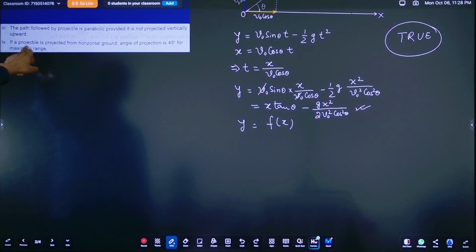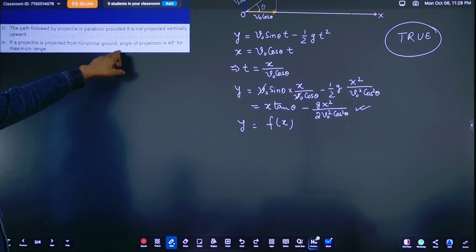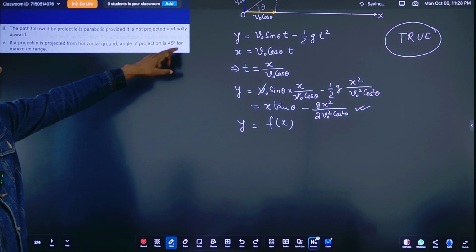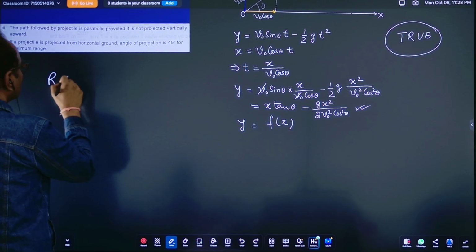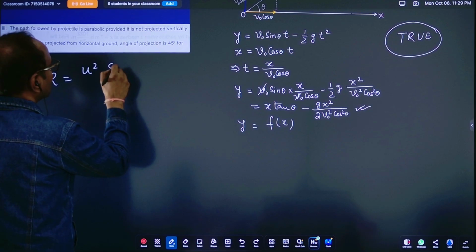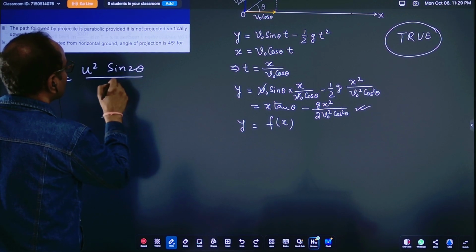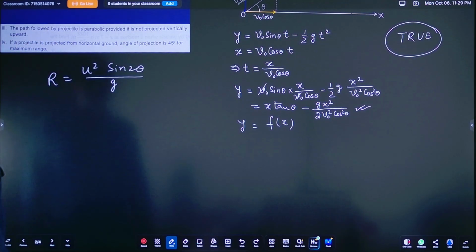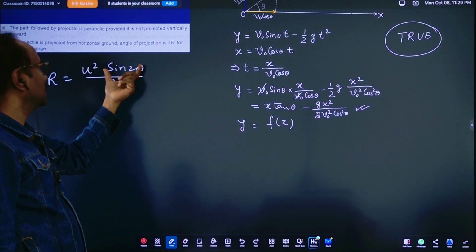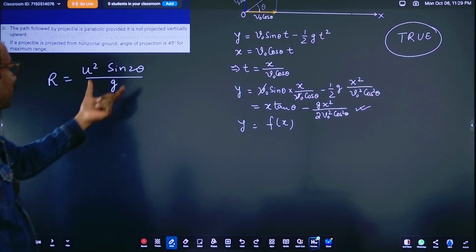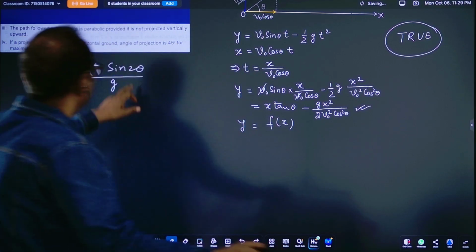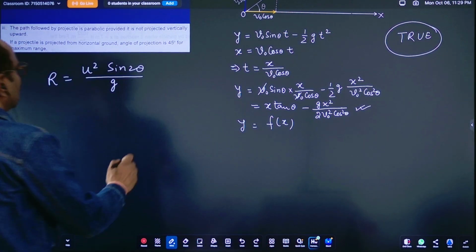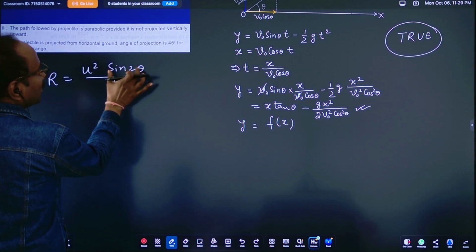The second one is saying, if a projectile is projected from horizontal ground, the angle of projection is 45 degree for maximum range. So maximum range, you know, you have written the formula for range. When sine 2 theta is maximum, your range will be maximum. So for which value is sine 2 theta maximum? That is when 2 theta becomes 90 degree. So this will become your 1.